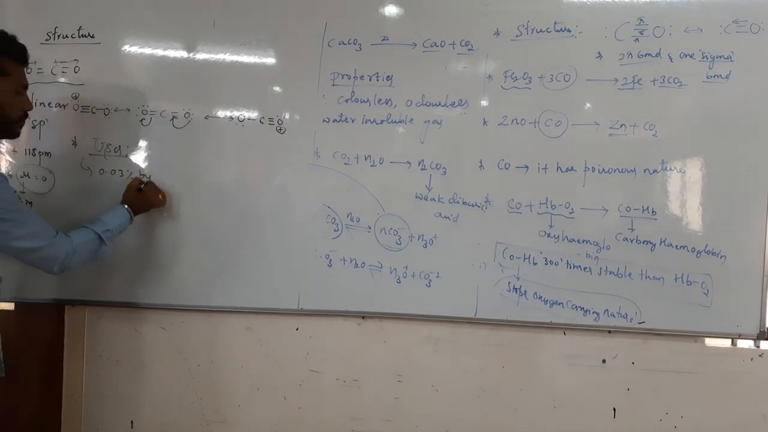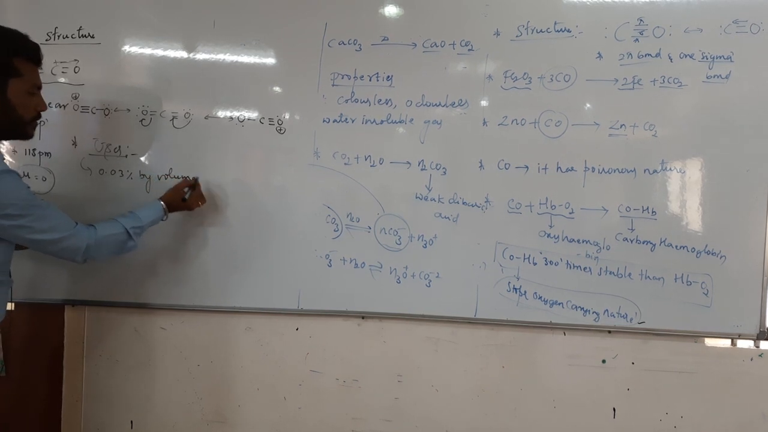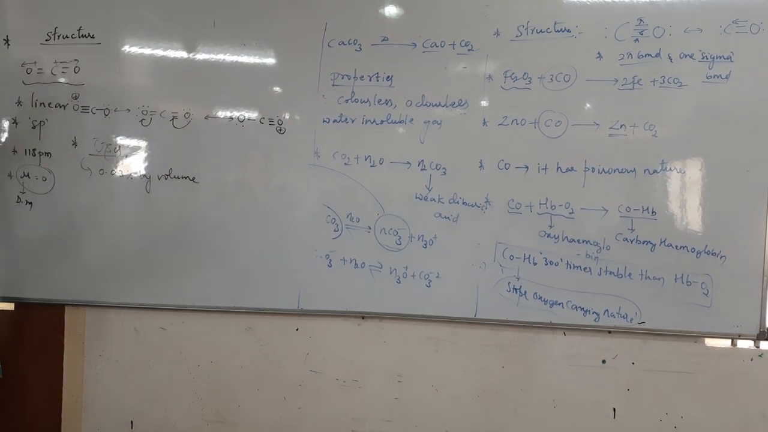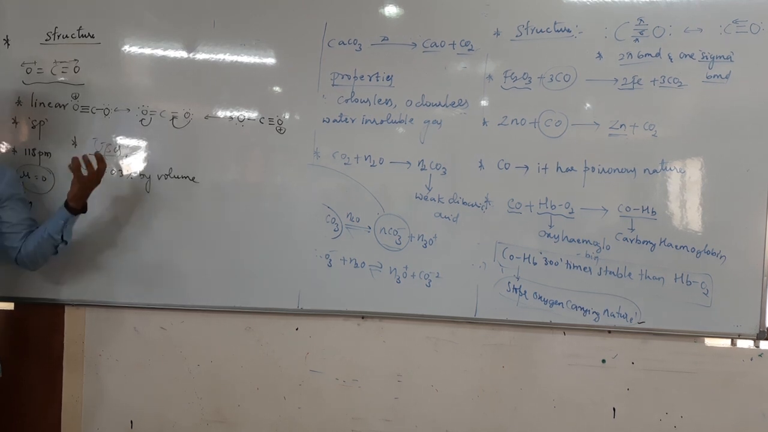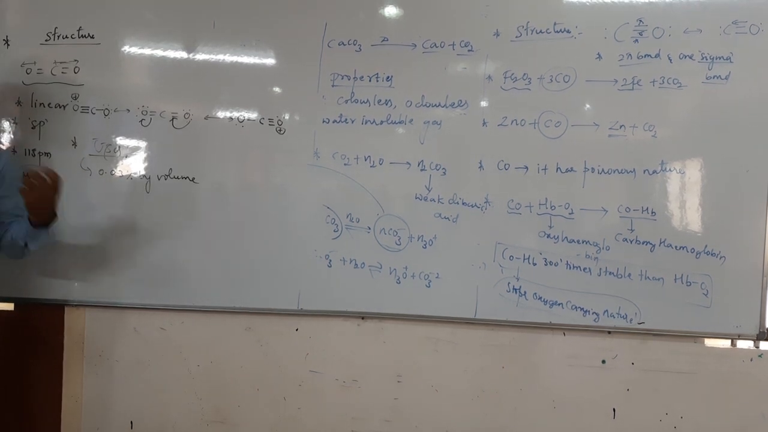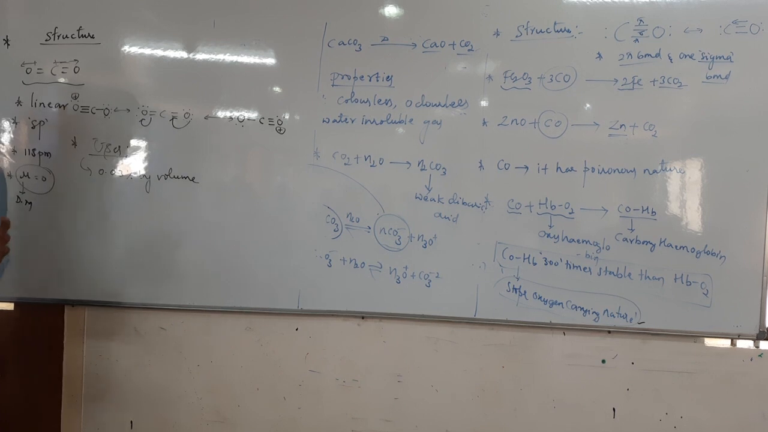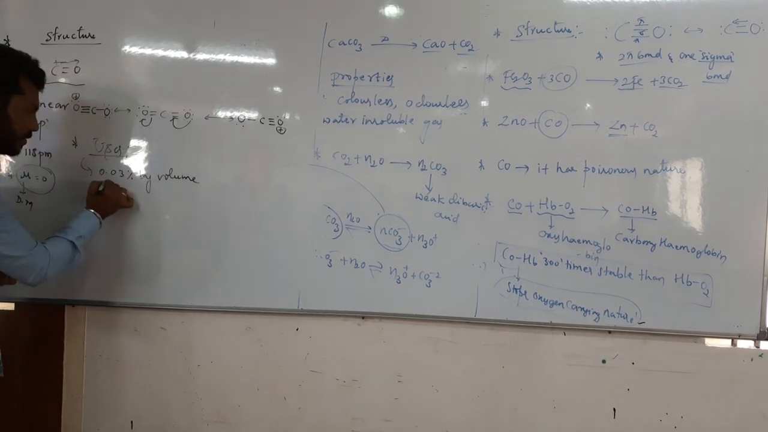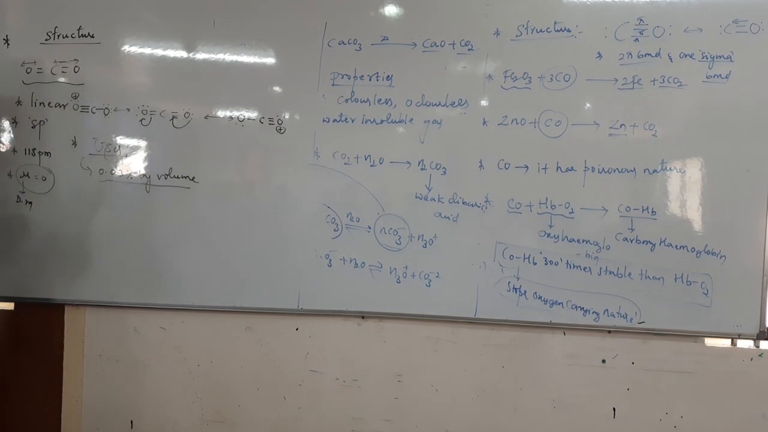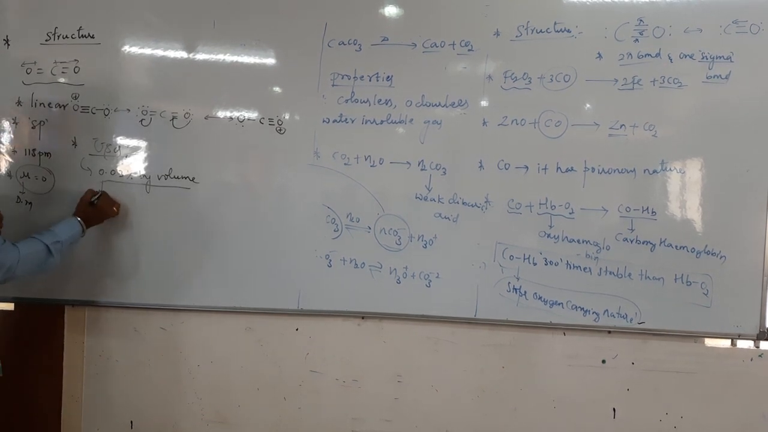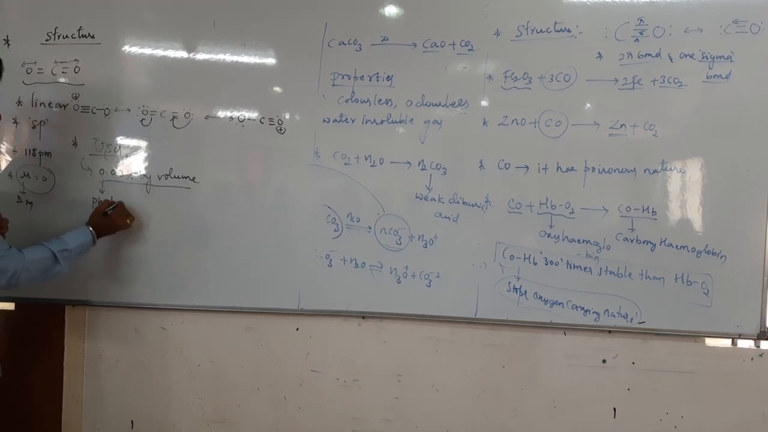0.03% by volume. Okay, and even this content has to be removed with the help of the photosynthesis process. So this percentage of carbon dioxide is removed with the help of the photosynthesis process, guys. Okay, photosynthesis.